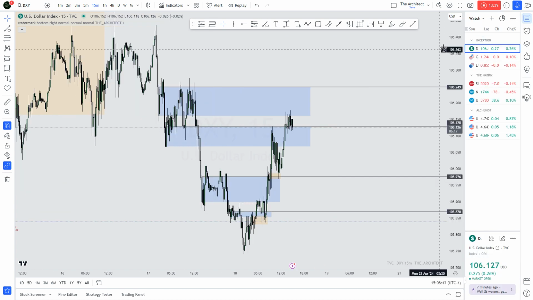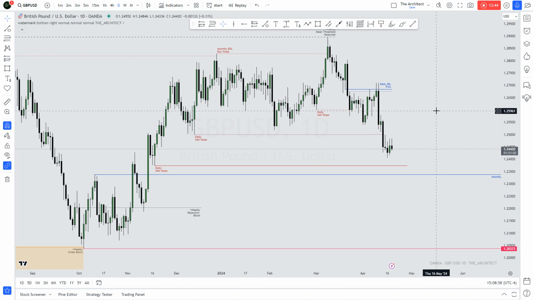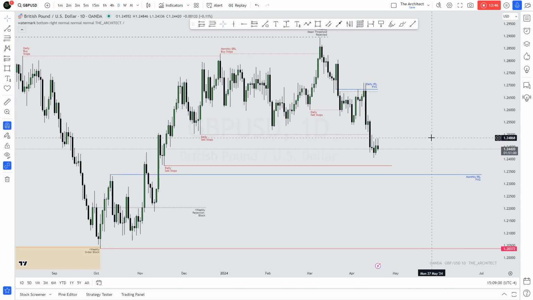But with that being said, let's get into GBPUSD. Okay, cool. So this is GBPUSD. We're expecting buying to occur on the dollar, right? And if we're seeing buying on the dollar, then there's a likelihood on GBPUSD you'd see selling opportunities, right? But we just want to confirm that, right?